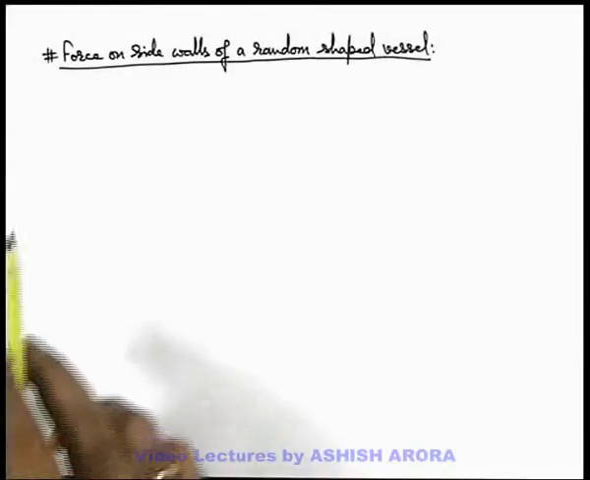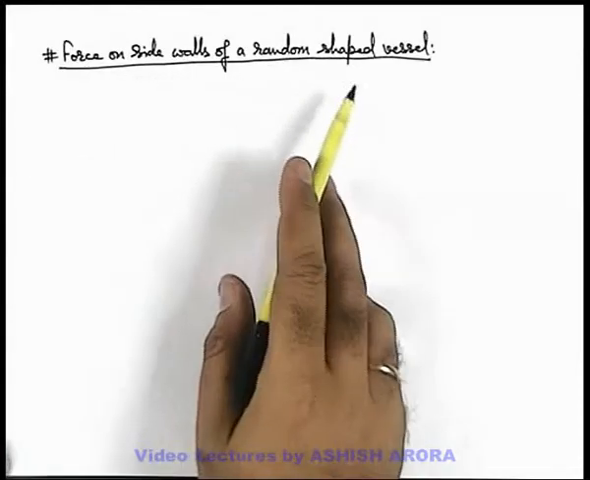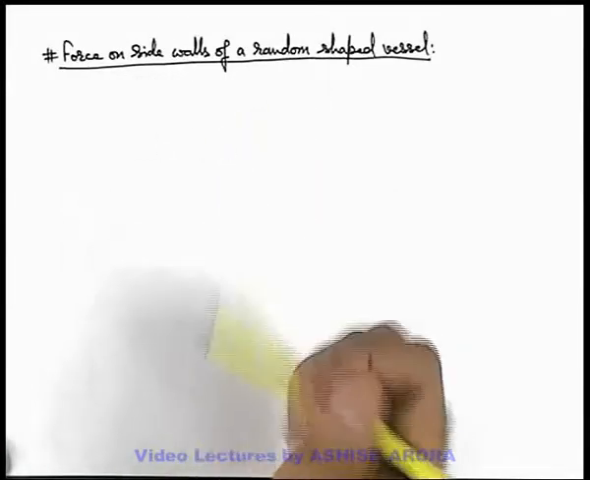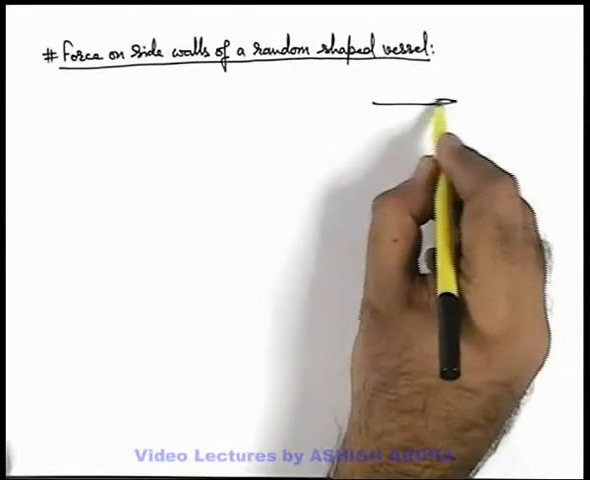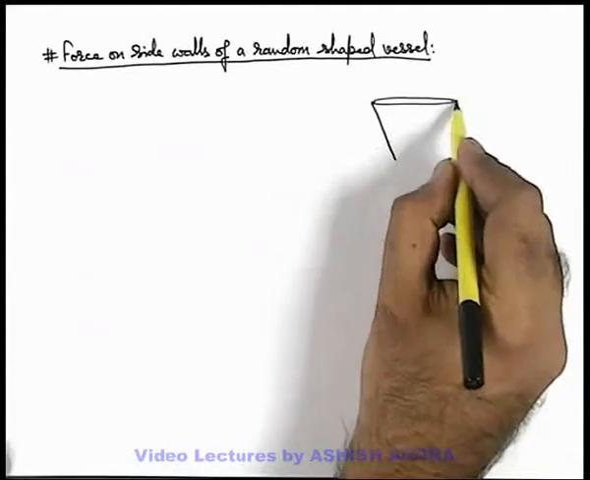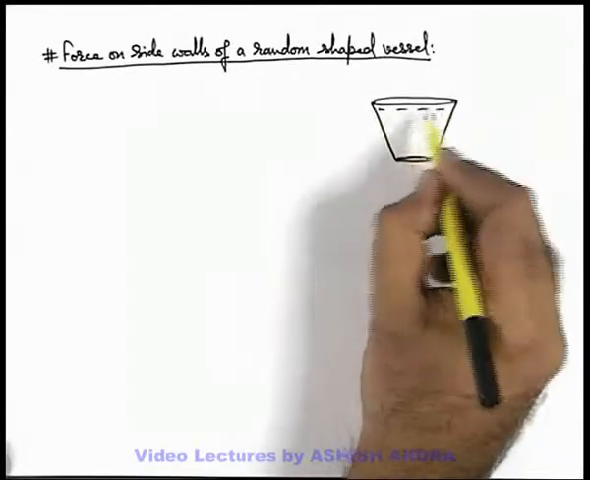Let's discuss the concept of calculation of force on the side walls of a random-shaped vessel. Let us first discuss the typical vessel which we usually use. Say we are given a conical bucket in which we fill up the water.